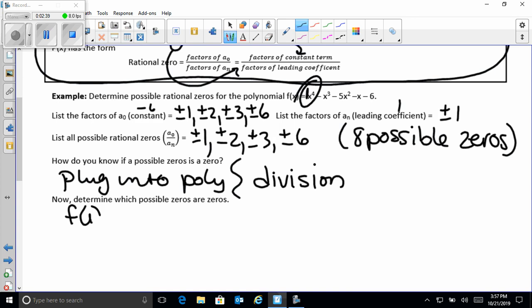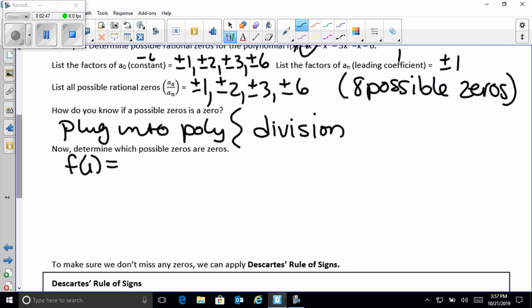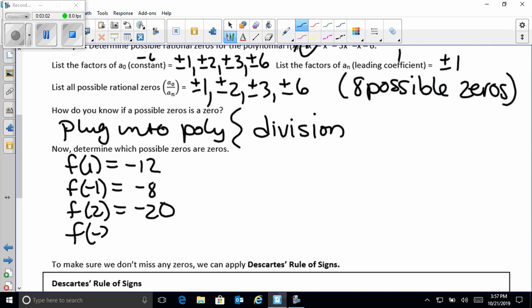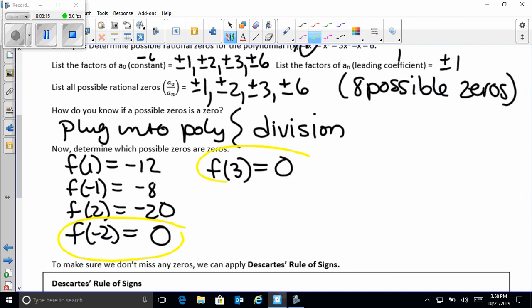So if I plug 1 in, what do I get? Well, you plug a 1 in, 1 to the 4th, minus 1 to the 3rd, minus 5 times 1 squared, minus 1 minus 6 ends up giving us a -12. Plug in a -1, and you get a -8. Plug in 2, and you get a -20. Plug in -2, and you get 0. So there's 1 zero. Plug in a positive 3, and you get 0. There's another 0, so there's 2.